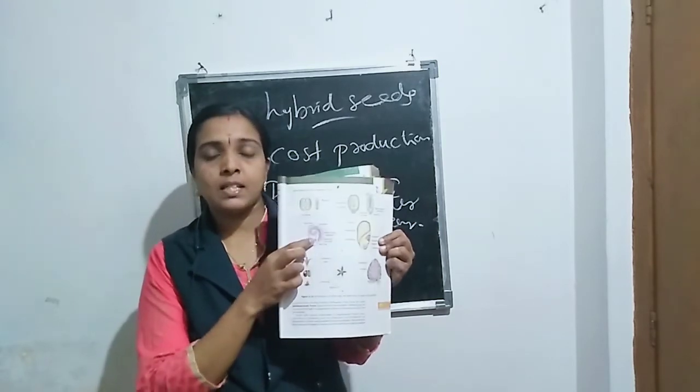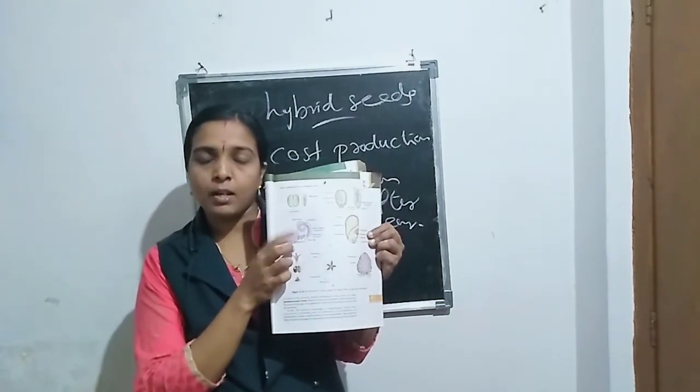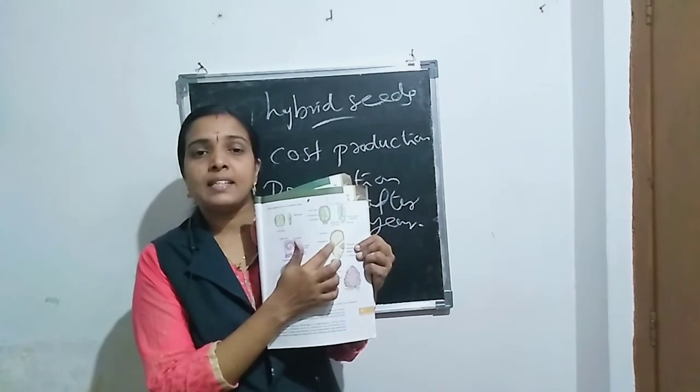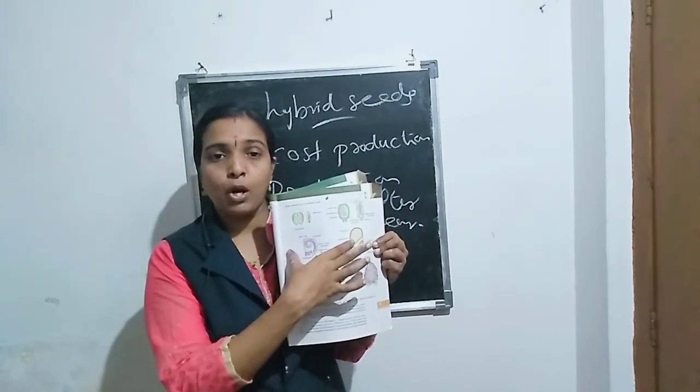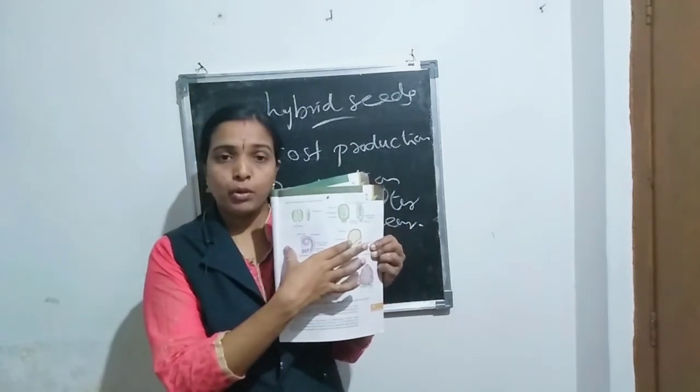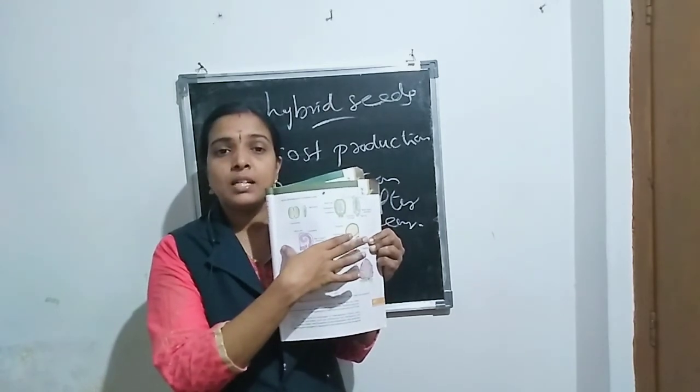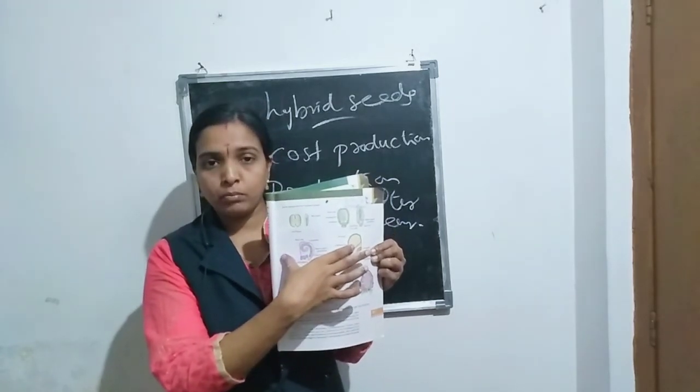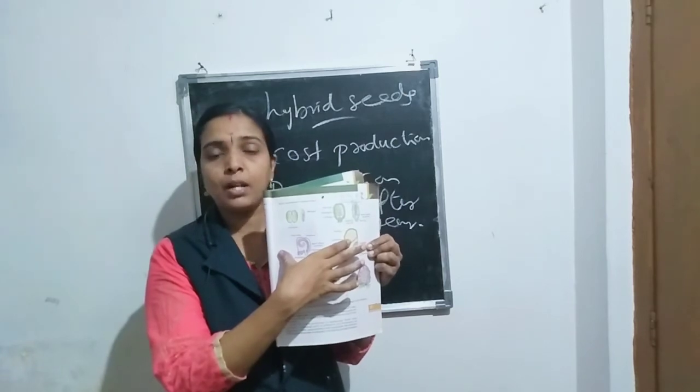Next seed, this is onion seed. Pink color is there. Onion seed. And the another seed is maize seed. These two seeds belong to class monocot. Then these two seeds are having endosperm. Clear? These two seeds are having endosperm.